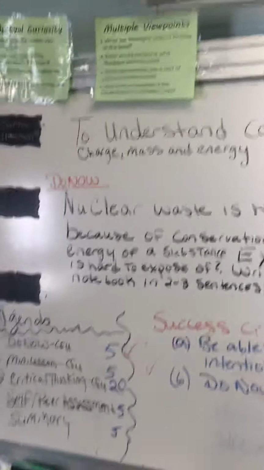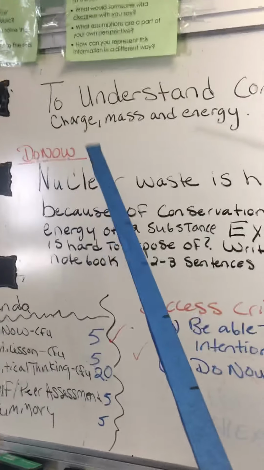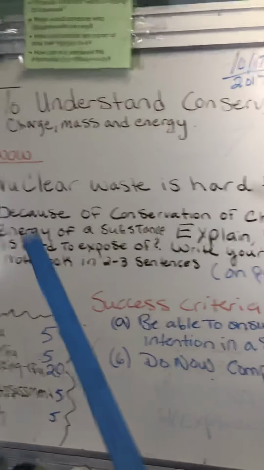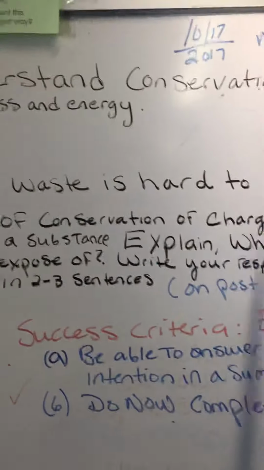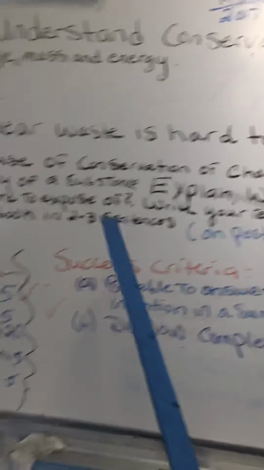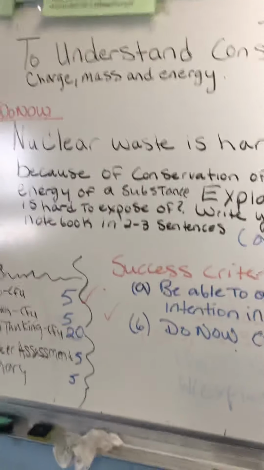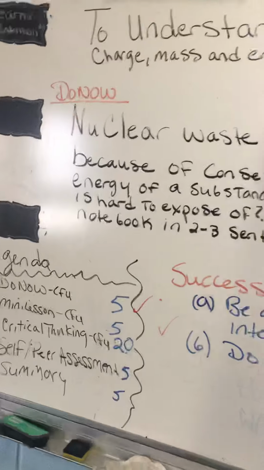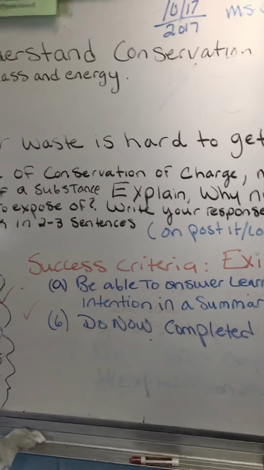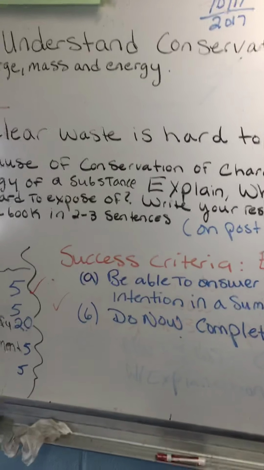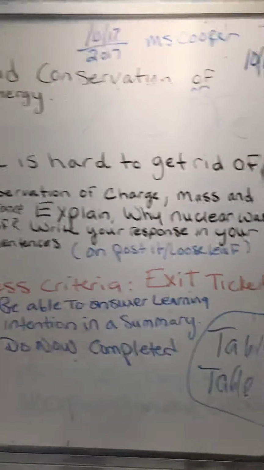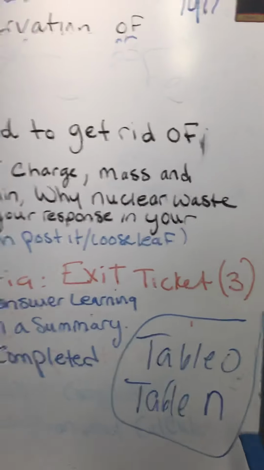So here, this is to understand conservation of charge, mass, and energy. Remember, it's nuclear waste, nuclear energy, nuclear chemistry. You have to know that it's hard to get rid of because it hangs around. And that means that mass and that charge and that energy hangs around for a long time, right? Not only does it hang around for a long time, it's difficult to get rid of. So if we go over to this board, we're using Table N.